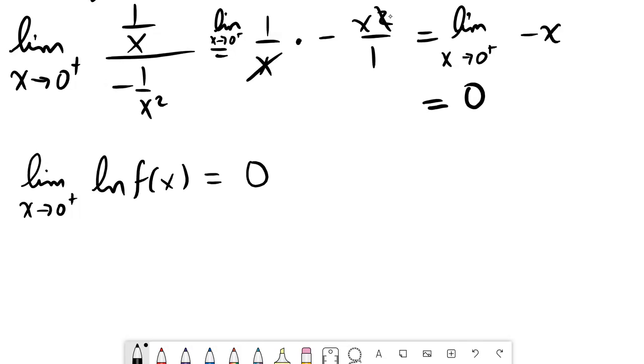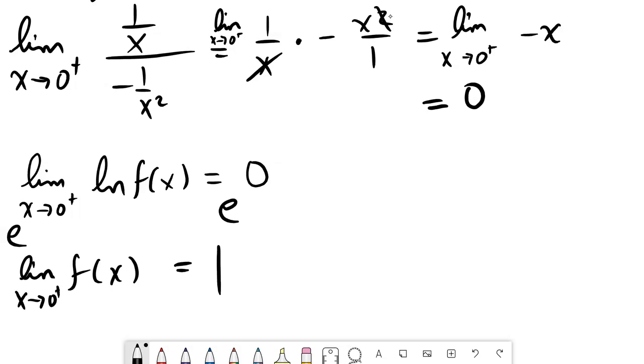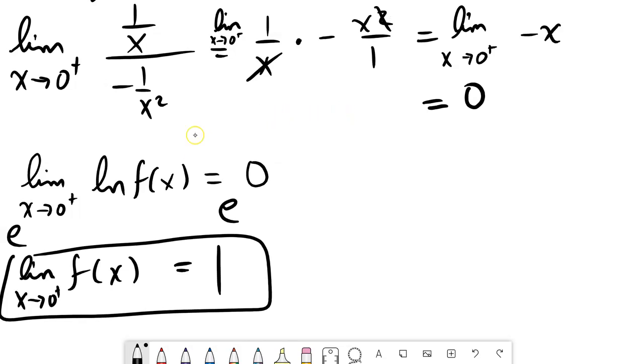And that's 0, so to fix that we raise it to the e power, so that means the limit, I should say, as x approaches 0 plus of f of x is equal to e to the 0, which is 1. So that's the answer for the second problem. As you can see, same process, just a different indeterminate form. So we're going to do one more.